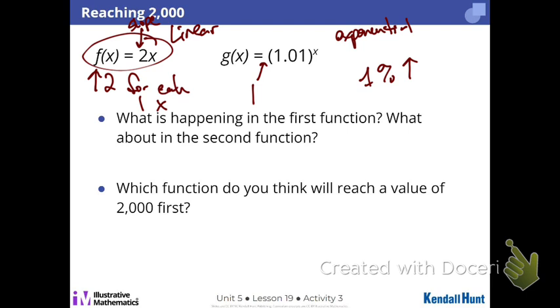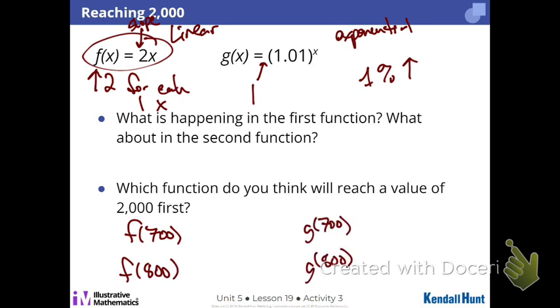Which is going to reach 2,000 first, do you think? F of X or G of X? So I think I tested 700 and then 800. Let's do that right now. F of 700, I did that too. F of 800, and I did G of 700 and G of 800. Let's see what we get.